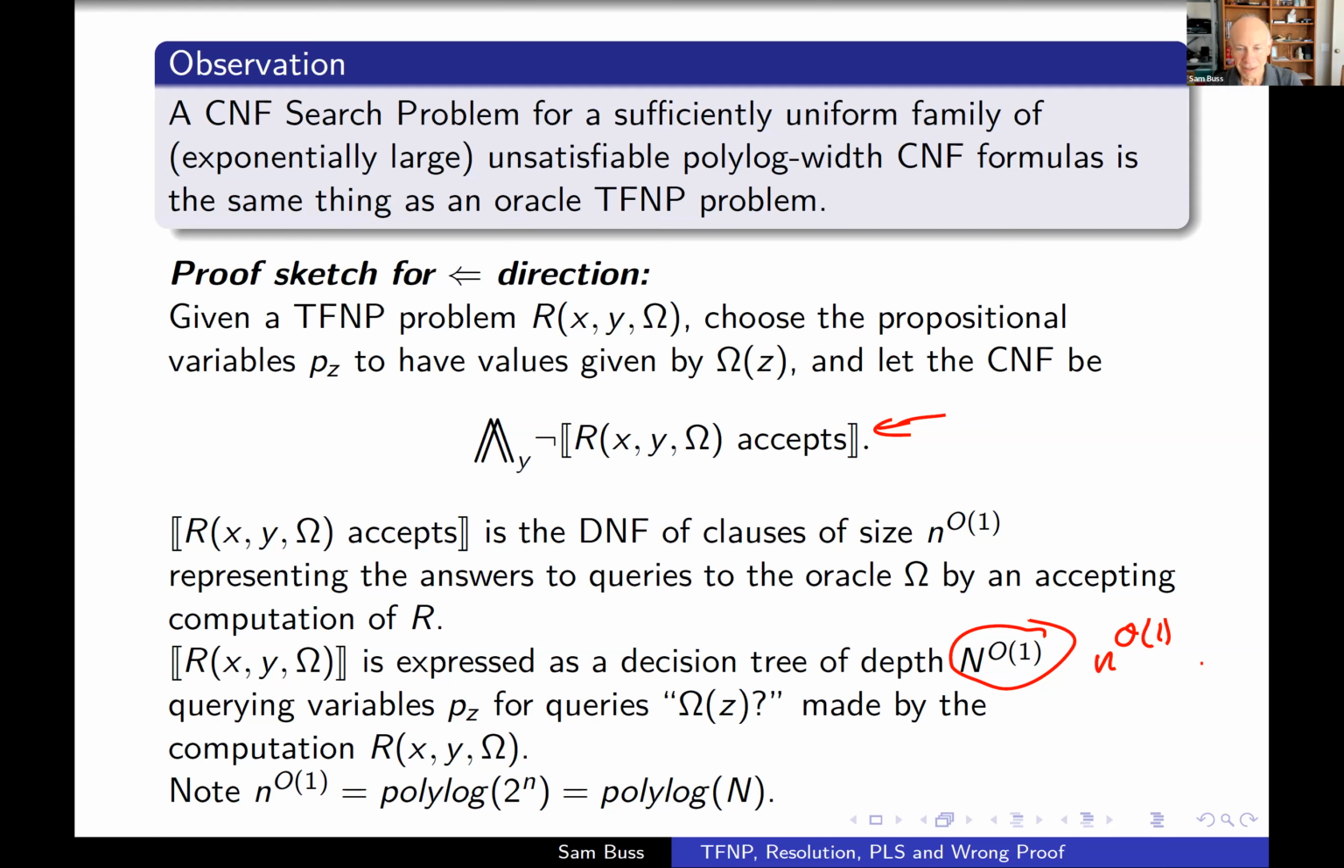Okay. Okay. So do feel free to stop me with questions here. So that's the first observation then, as a CNF search problem.